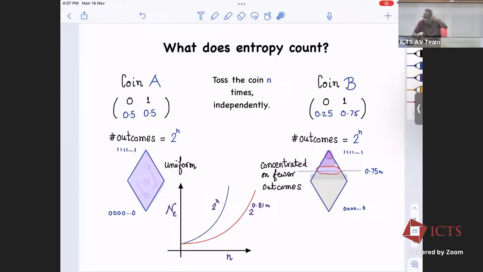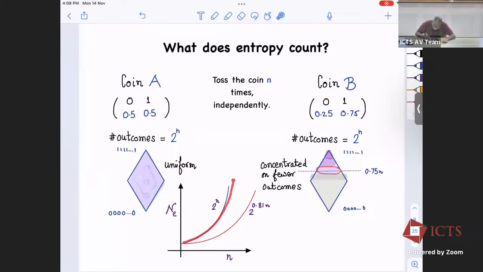So let us ask, suppose I wanted to collect a probability of half. There are these 2 to the n possibilities. Out of them, I want to collect enough strings so that I get a significant amount of probability. In the unbiased case, all strings have probability 1 over 2 to the n. If you want to get half the probability, you have to take half the strings. So the number of strings you need grows like 2 to the n if you want to get a good amount of probability.